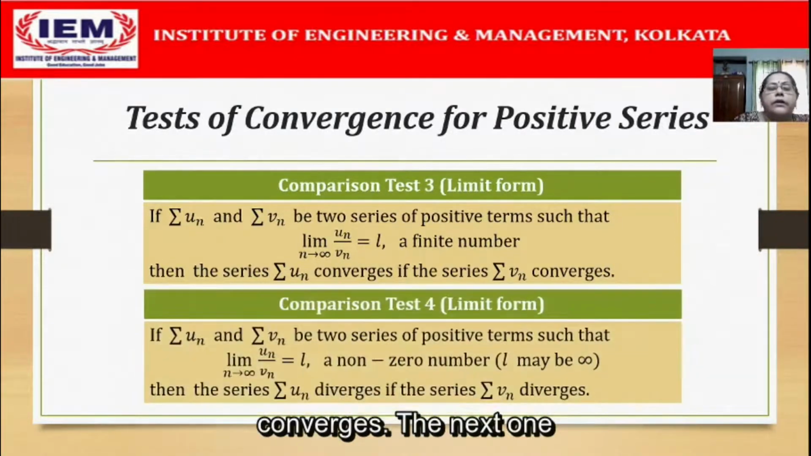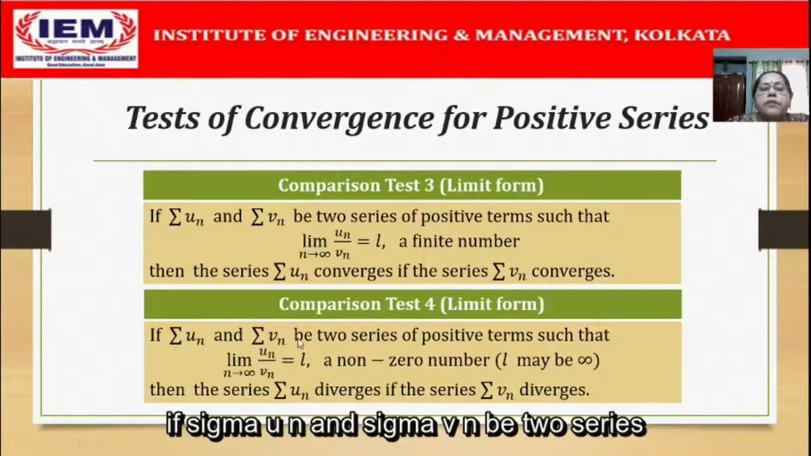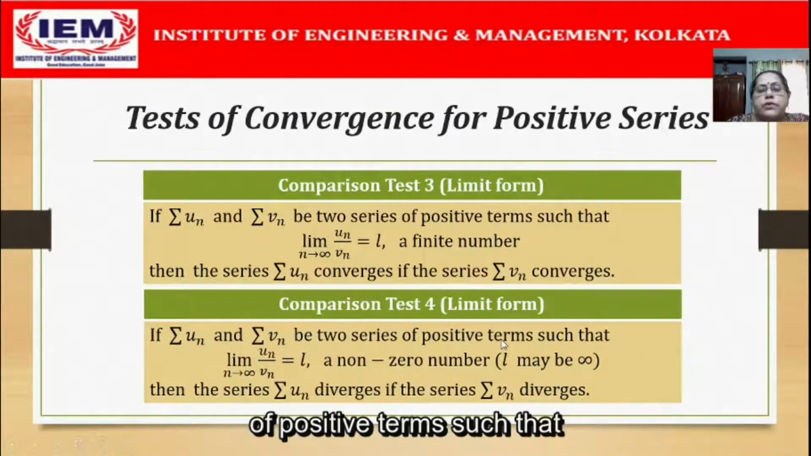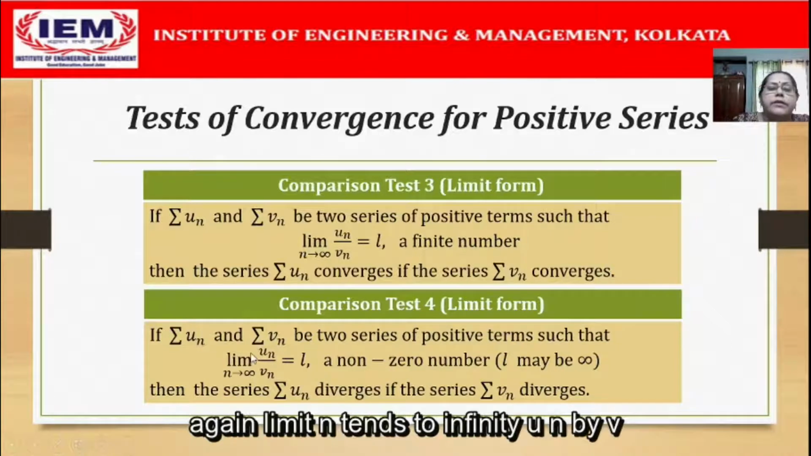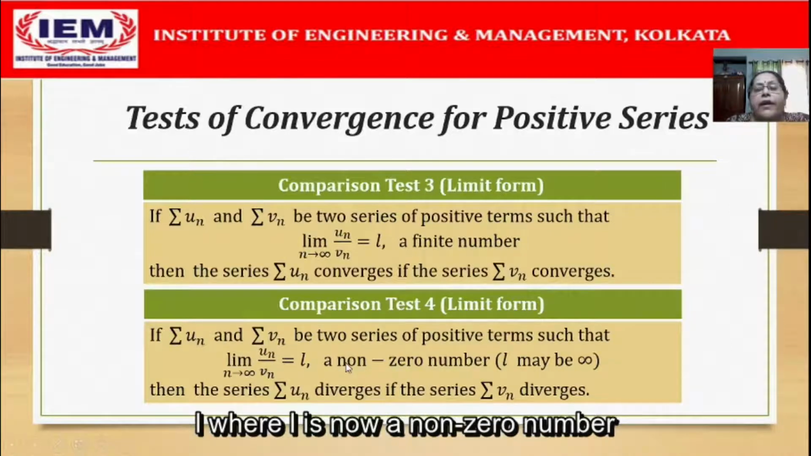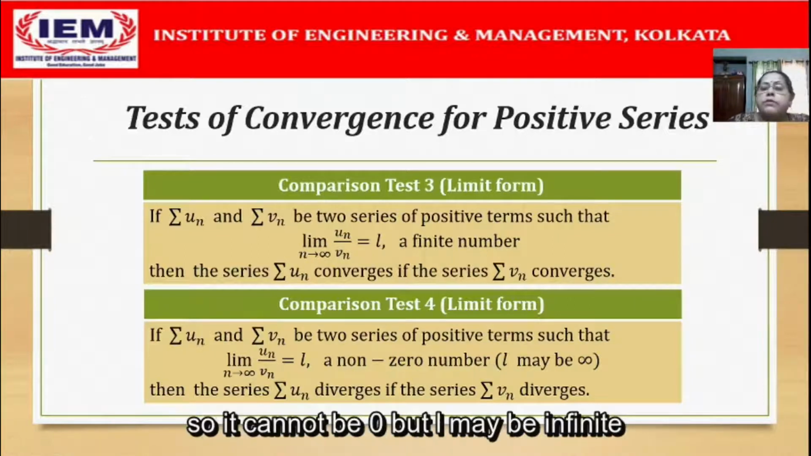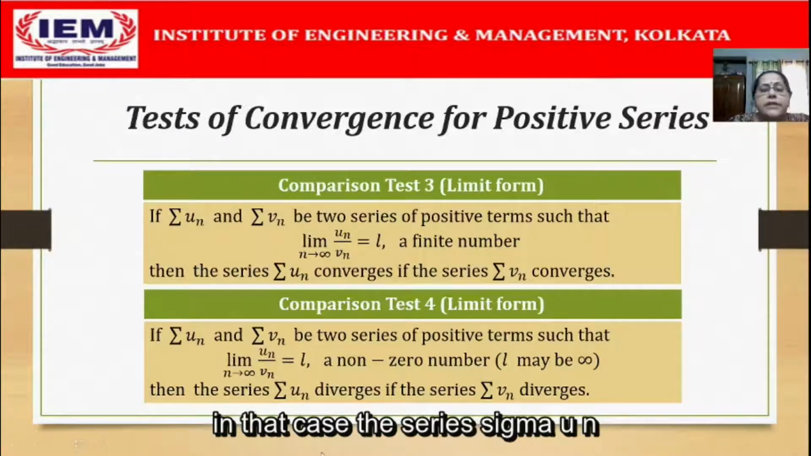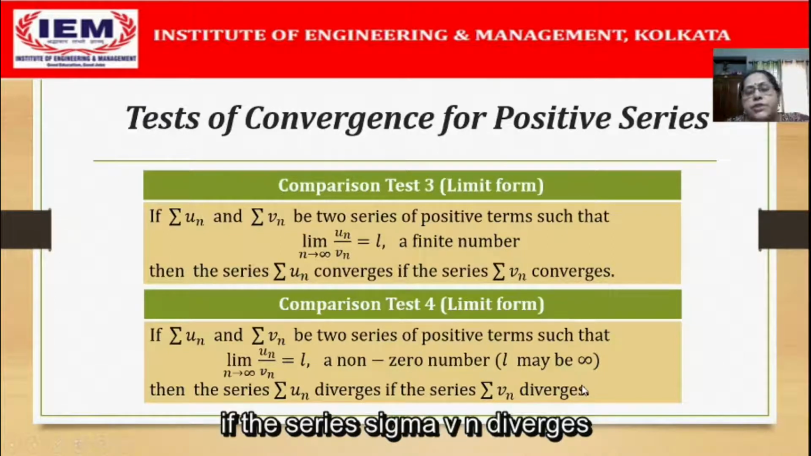The next one: if sigma un and sigma vn are two series of positive terms such that again the limit as n tends to infinity of un by vn equals L, where L is now a non-zero number, so it cannot be zero, but L may be infinite, in that case the series sigma un diverges if the series sigma vn diverges.